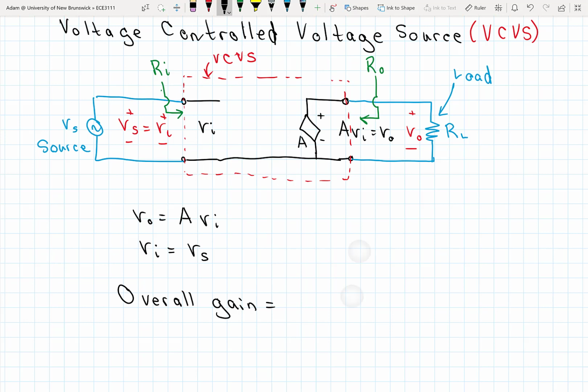But the overall gain is the output voltage that actually gets delivered to the load divided by the source voltage, that voltage that is actually applied from the source, or is generated by the source. Well, in our case, the output voltage is the gain times the input voltage, and our source voltage is actually precisely equal to the input voltage. So the overall gain in this case of an ideal amplifier is A. Okay, so as expected here.